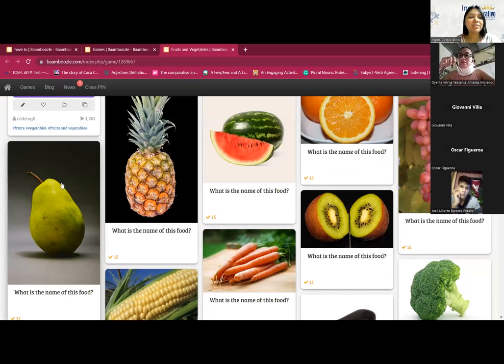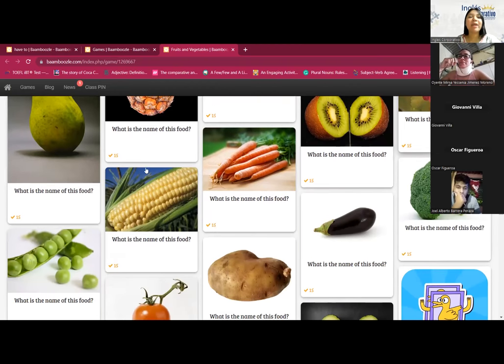What about this one? What is this? Beer. Oh no, this one is a pear. Pear. What is this one? Pineapple. And this one? Watermelon. And this one? Orange. Yes, an orange, right? Now what about this one? Grapes. Yes. What is this?